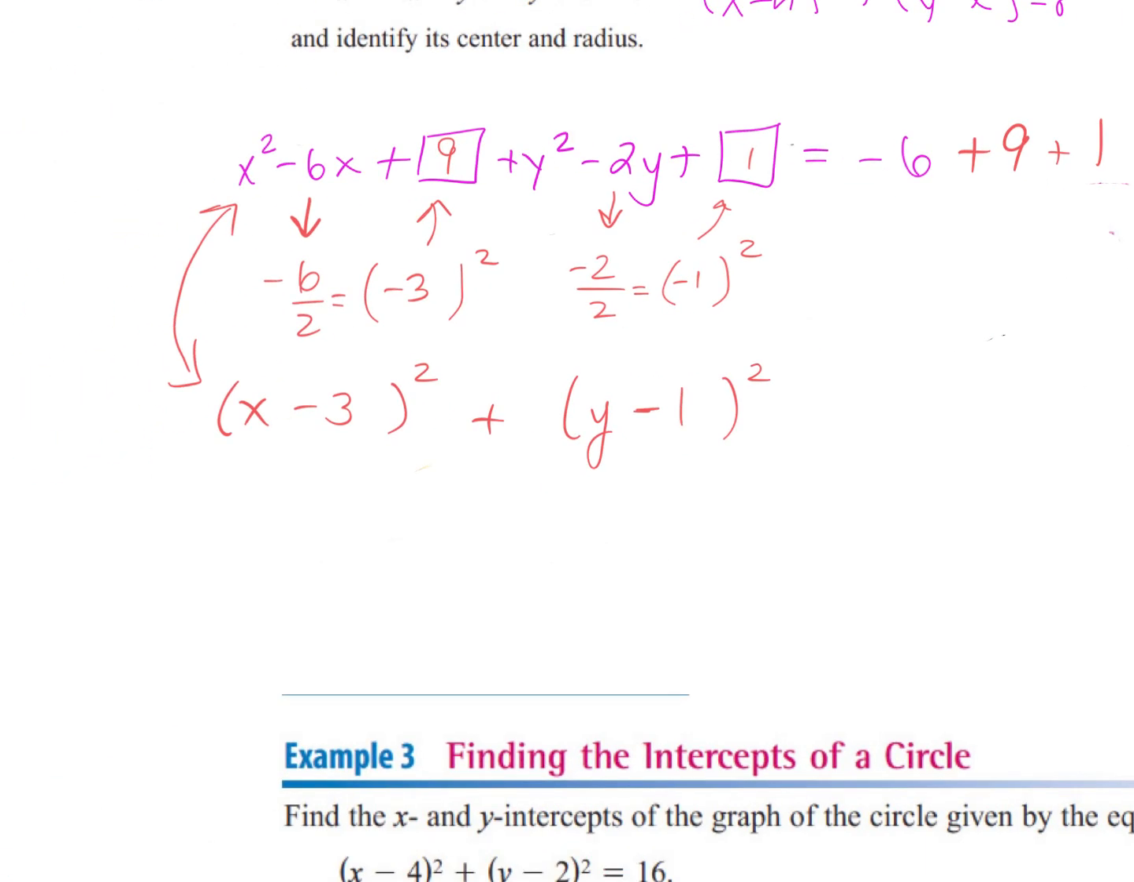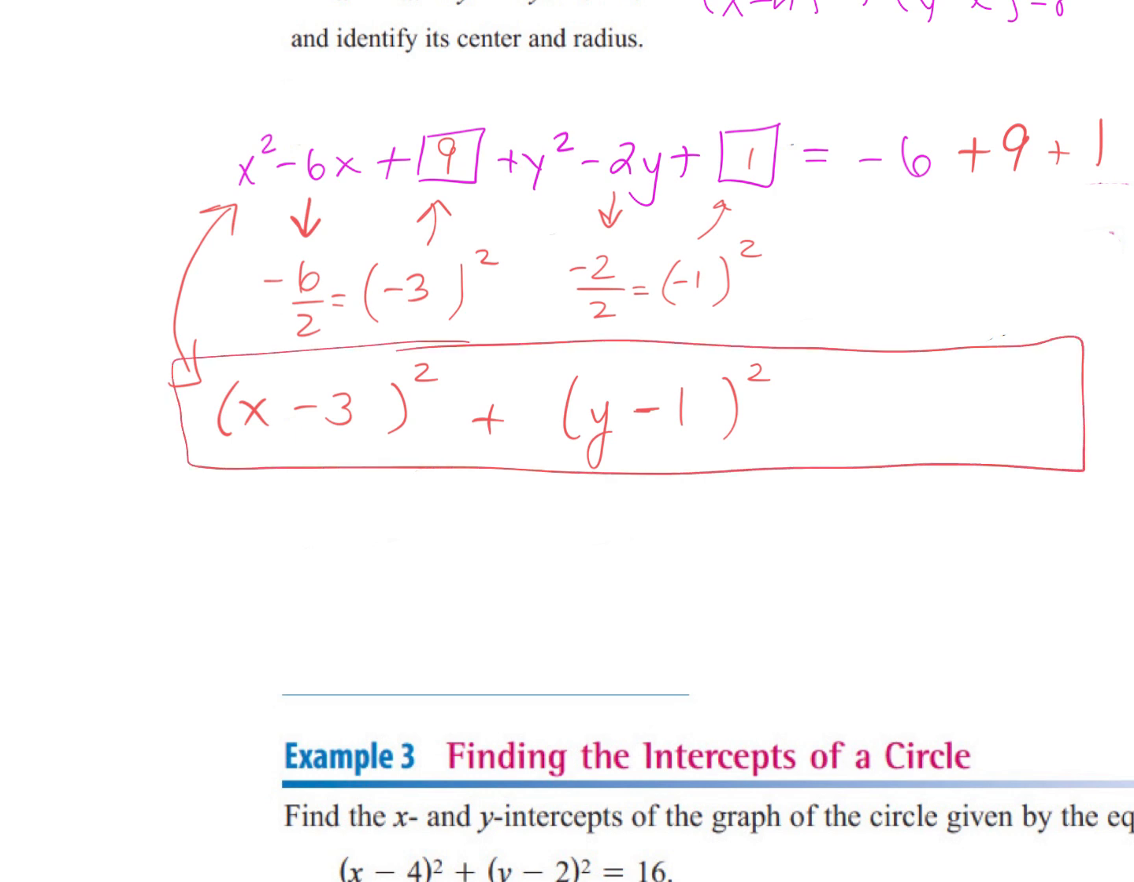Do you guys now see how we're starting to form the standard form of our circle? Yes? Can you tell me now what the center is? Yep, you sure can. We'll finish the problem here in a second. But what do you do on the right-hand side? What's negative 6 plus 9? 3 plus 1 is 4.